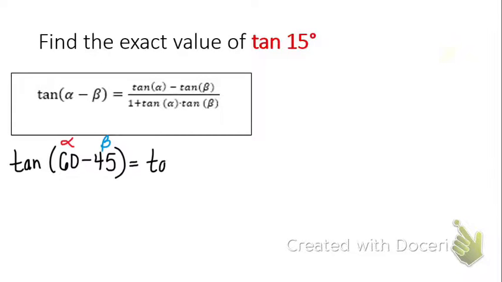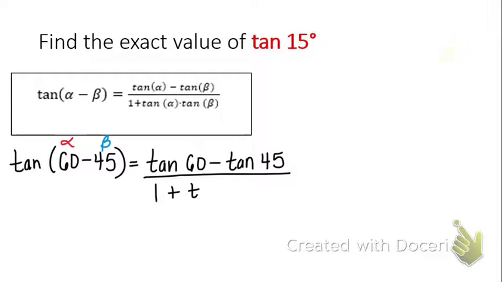So I have the tangent of 60 minus the tangent of 45. That's all over 1 plus tangent of 60 times tangent of 45. So we know tangent of 45 is already 1, so that's pretty easy. But we need to figure out tangent of 60.